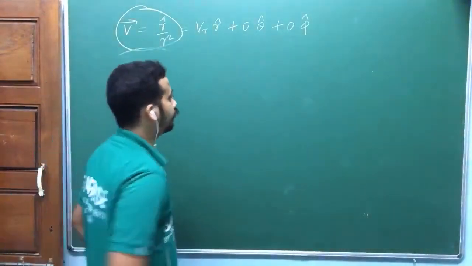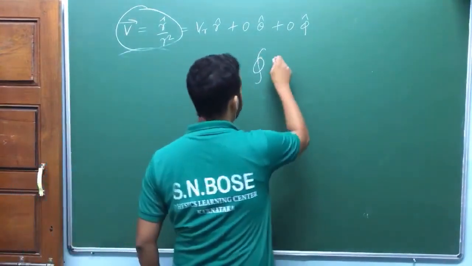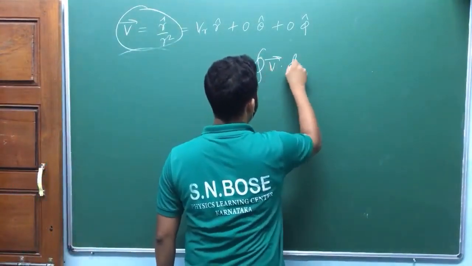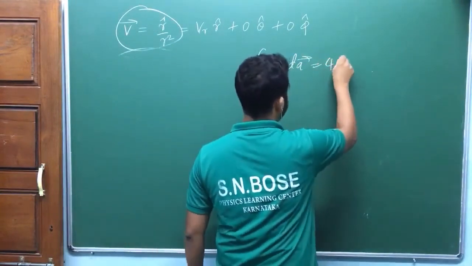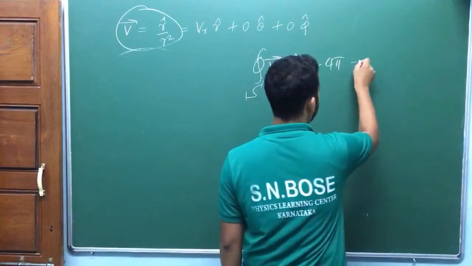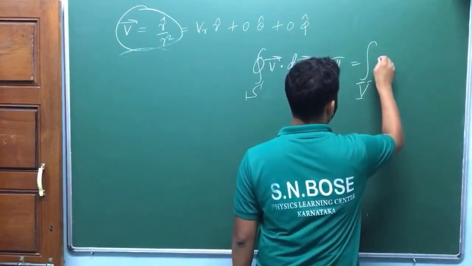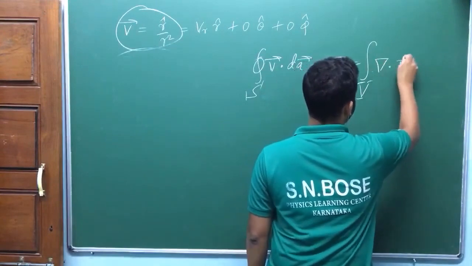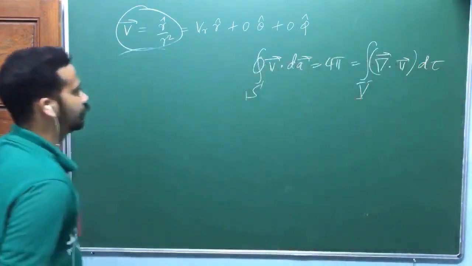Now look at here. To fix this issue, to fix this problem, what is this one? V bar dot dA bar, that's equal to 4π for that spherical surface. That's equal to the volume integral of del dot V dτ, isn't it? To fix this issue, okay?